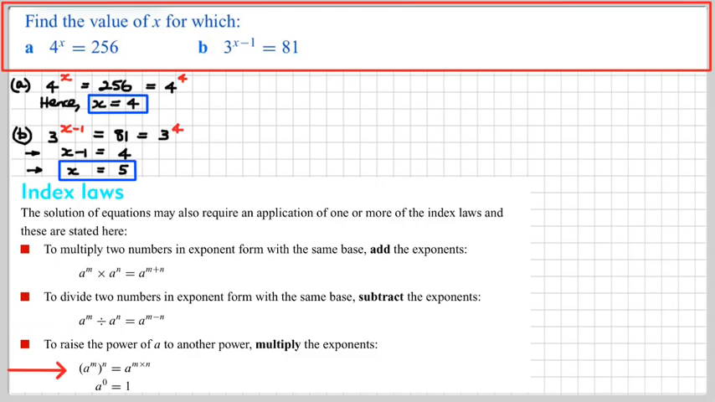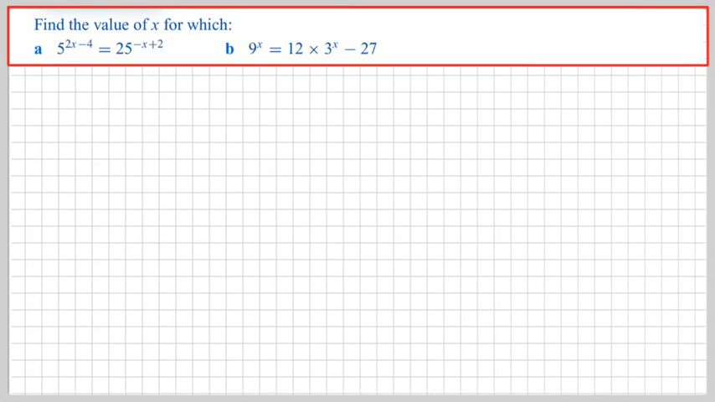To raise a power of a to another power, you multiply the exponents. So a to the m, bracket, to the n is a to the m times n, right? And we also know that a to the 0, or anything to the 0, equals 1. So there's your index laws. You need to know those very, very well. Okay, let's do some more of this stuff. Why don't you pause the video, have a go, and see whether you can do them and come back. I'll wait.